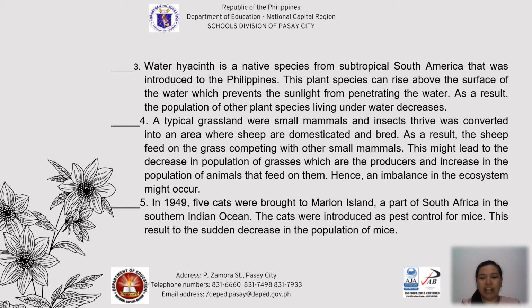And last scenario. In 1949, 5 cats were brought to Marion Island, a part of South Africa, in the southern Indian Ocean. The cats were introduced as pest control for mice. This results in a sudden decrease in the population of mice. What do you think is this event? If your answer is letter B, you are correct again. This scenario is a sample of the introduction of foreign species event.